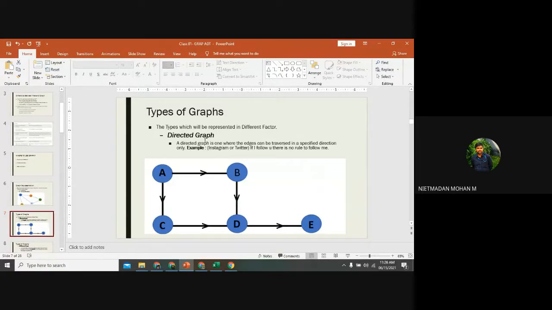So just take an example of your Instagram or Twitter. If I am following you, there is no rule that you want to follow me, right? Yes, sir. In Instagram and Twitter, you can just press the follow button. It means that I am following you. There is no rule that you definitely want to follow me or not. So I am following you, no need to follow me.